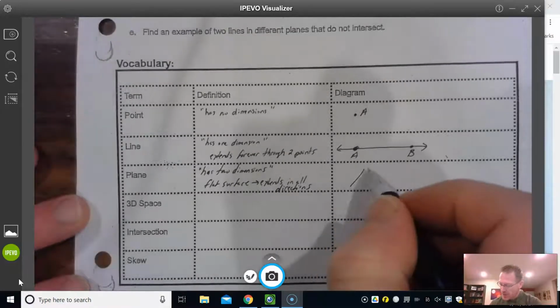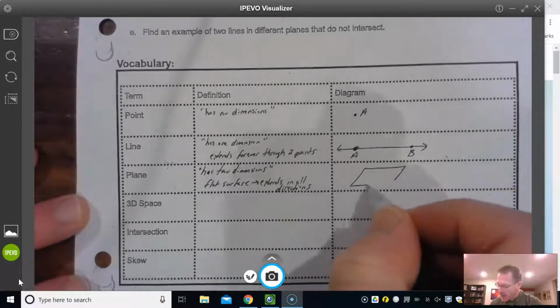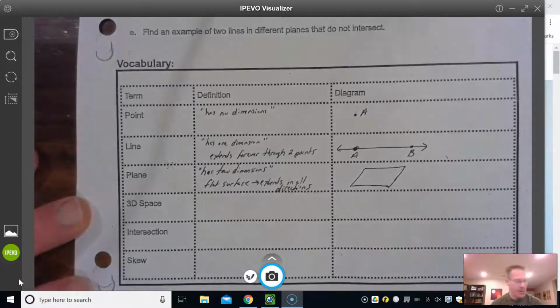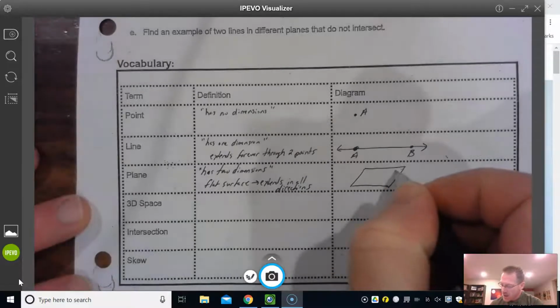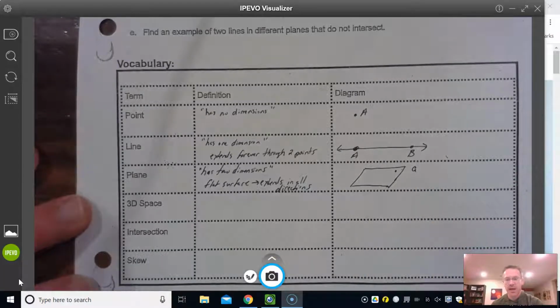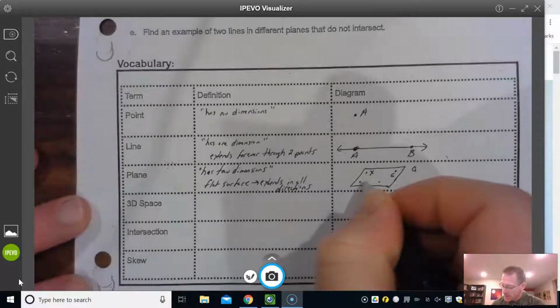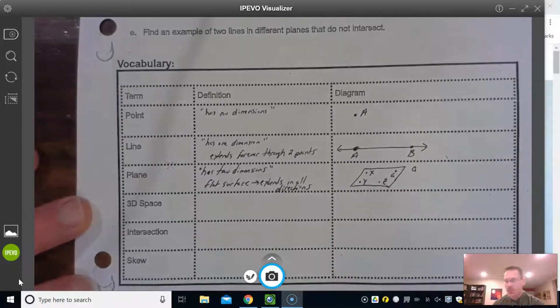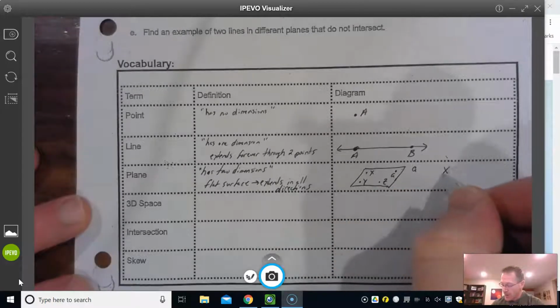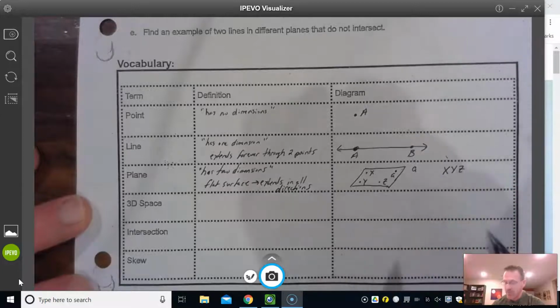We typically note a plane with a parallelogram that looks something like this. A lot of times you might see a lowercase letter to denote a plane, so this could be plane A. Or we might say there's a set of 3 points in that plane, and we use those 3 points, X, Y, Z. So we'd say that's plane XYZ. This is important because a plane is determined by 3 non-collinear points, and we'll get to that a little bit more in a second.